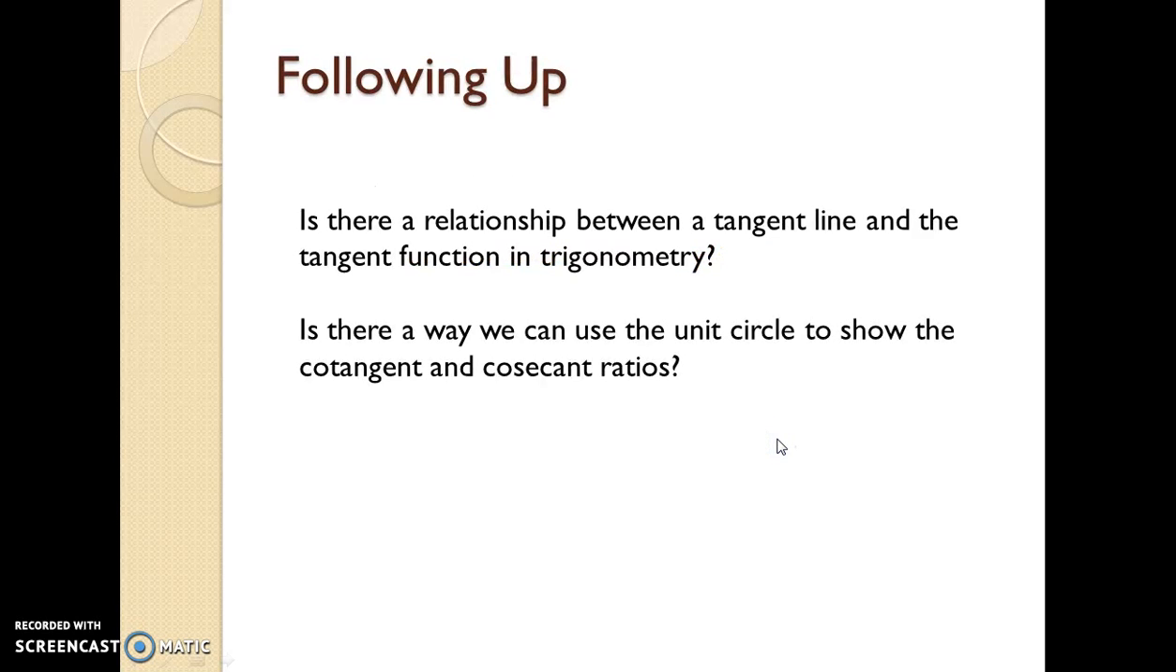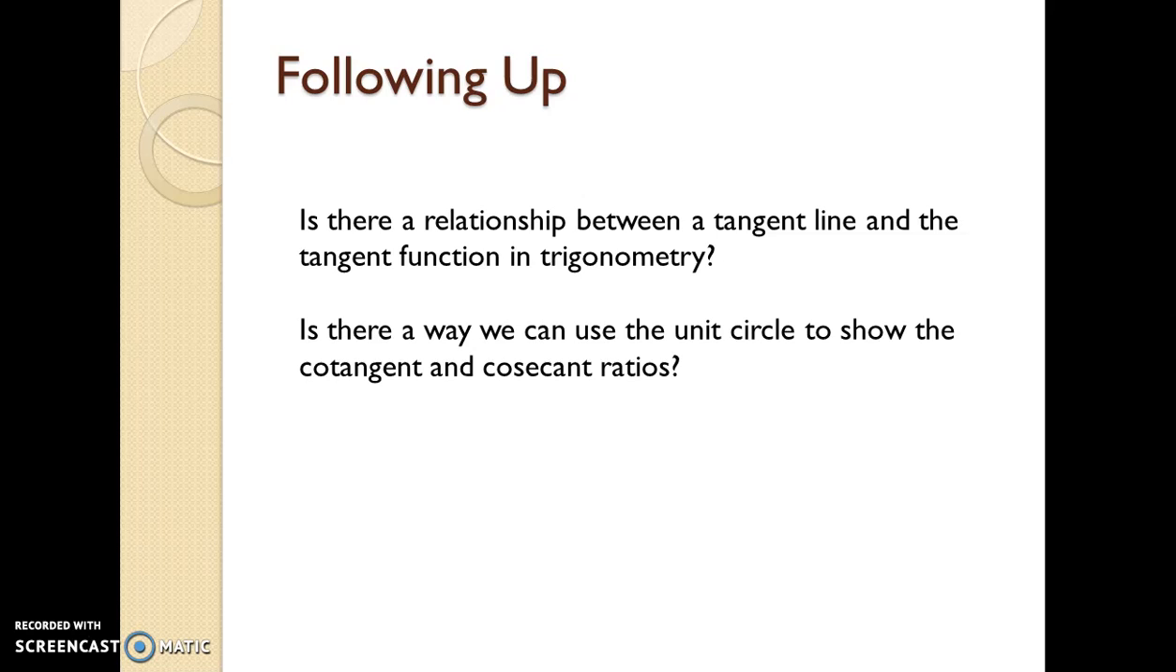Now, following up with the student, some ways I might get the student to expand on their thinking. I might ask them the question, is there a relationship between a tangent line and the tangent function in trigonometry? And basically, they could use the unit circle much like we did with the 2 different sized right triangles and establish that relationship. We'll take a look at that in a moment.